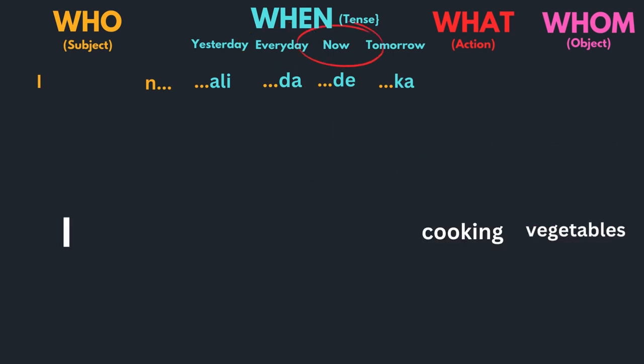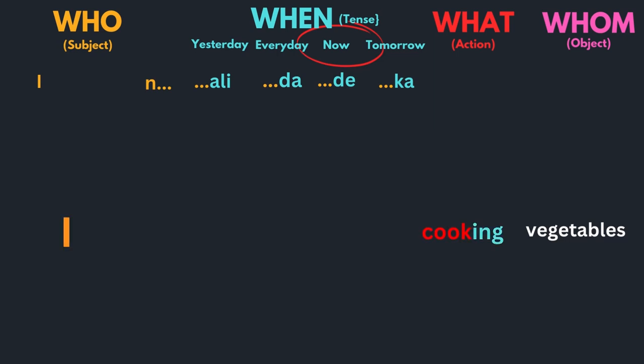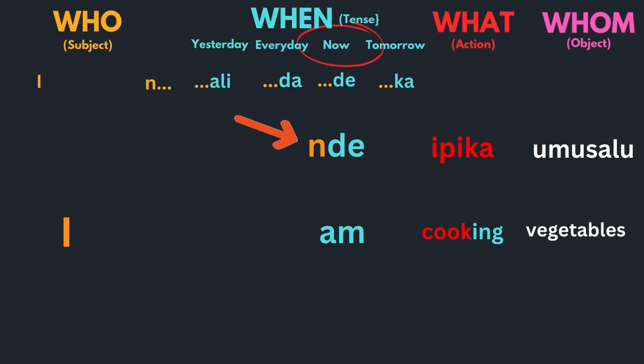The next example is in the present continuous tense, right now. I am cooking vegetables. If we color code the sentence to indicate the different pieces of information, we get I am cooking vegetables. The N indicates who. The D indicates the present continuous tense.